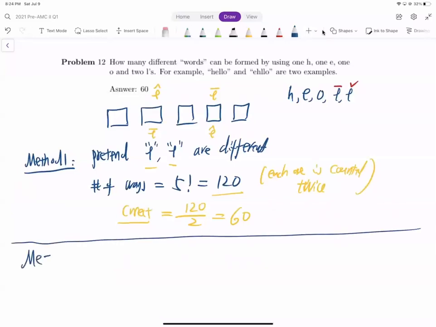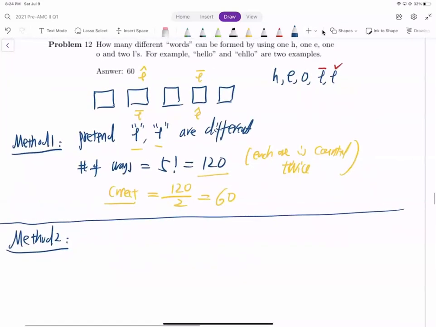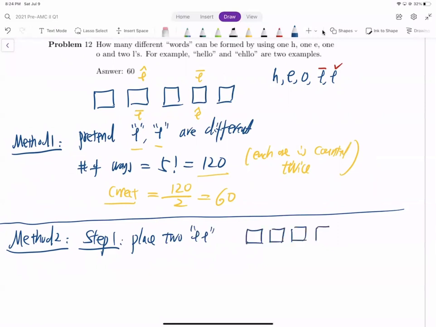Now, method 2. What we can do is use different steps. Step 1, I want to place the 2 L's. I have 5 spots to place 2 L's. How many ways? Of course, you can just list all of them out. So this is enumeration, and you'll get 10 different ways. Or if you know combinations, you can do it by a combination.